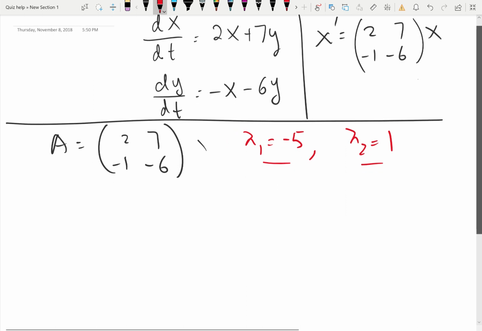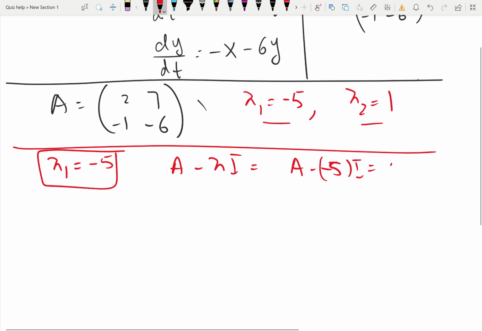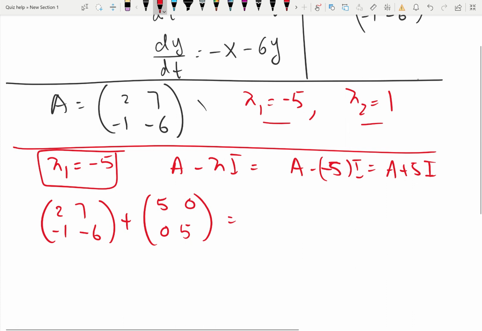Alright, let's find the eigenvectors. Again, pause the video and find the eigenvectors. To find the eigenvectors, let's check lambda 1 is equal to negative 5. You want to find A minus lambda I, which is A minus negative 5I, which is A plus 5I. That is [2, 7; negative 1, negative 6] plus 5 times the identity, which will be [7, 7; negative 1, negative 1].